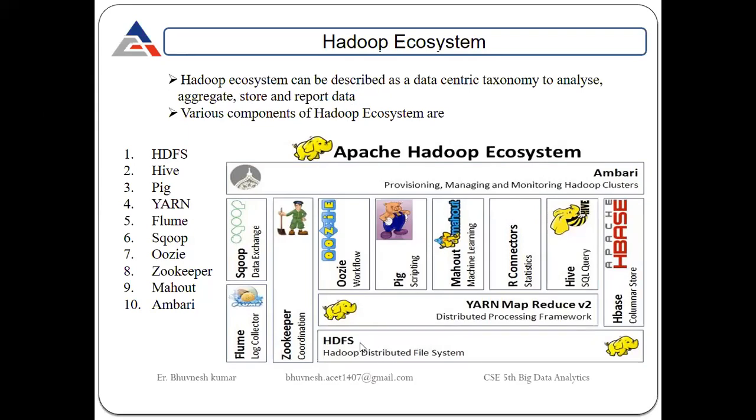Okay, here it is on your diagram. This is the complete Apache Hadoop ecosystem. That is your framework in which there are different components. First is HDFS, which stands for Hadoop Distributed File System. This is used to store your data on different clusters, different servers.